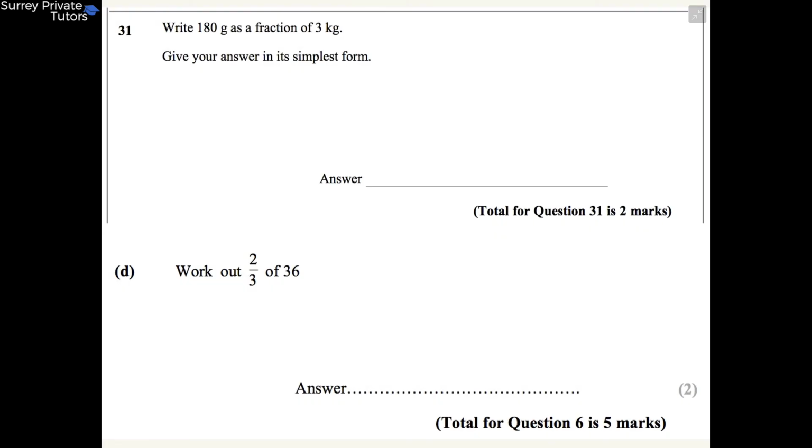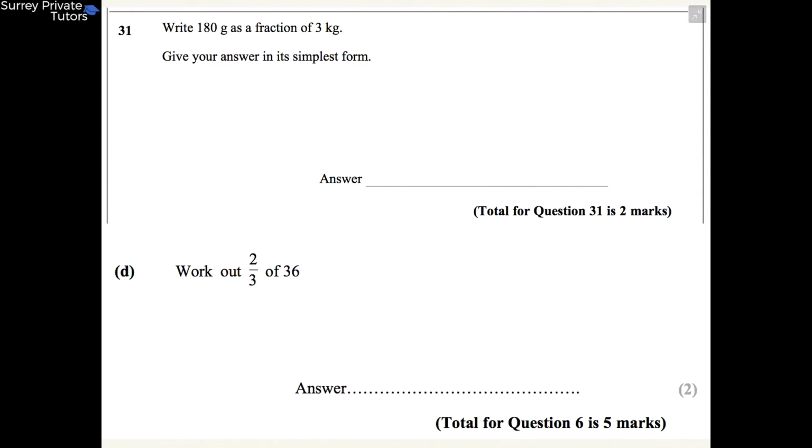Okay, here we have two separate exam questions. They're actually taken from different papers, which is why they look slightly different. The one at the top is asking us to write 180 grams as a fraction of 3 kilograms. So here we're dealing with units, which we will go over in a later section, so don't worry too much about that for now. But we do need to write 180 grams and 3 kilograms in the same units.